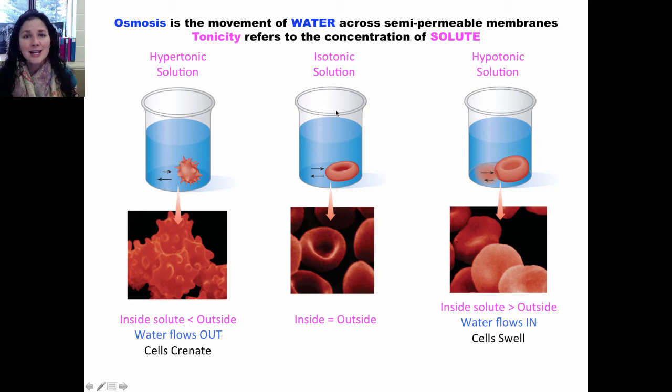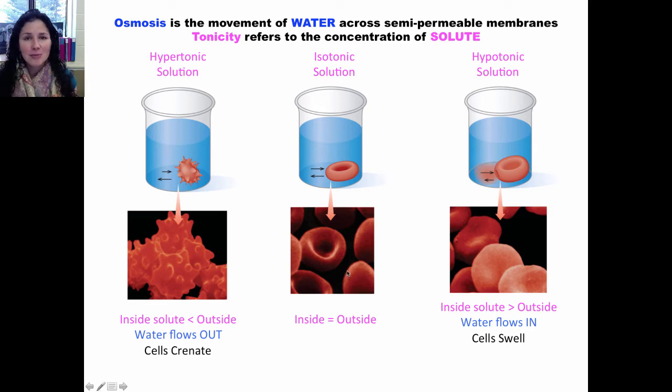In the center is an isotonic solution. That means that the solute concentrations in the outside solution are the same as the solute concentrations on the other side of the membrane, or in other words, the solutions inside the cell. If this is the case, then water will move in and out of the cell through the membrane at the same rate, and you will have healthy red blood cells. Here's a cartoon of the blood cell in an isotonic solution, and here's an actual photograph of red blood cells that are in isotonic solution.